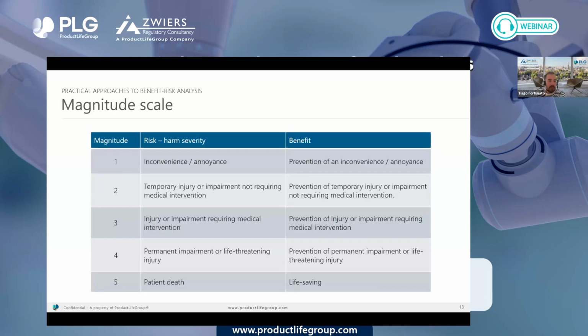So you have an example here of a magnitude scale. It's quite easy to come up with. You just take your severity scale. So for example, for magnitude 1, if when talking about severity, severity 1 was an inconvenience or an annoyance, then the benefit, of course, is the prevention of that inconvenience or annoyance. On the other extreme, if the severity was that using a device would lead to patient death, then the benefit is that it's life-saving, of course.